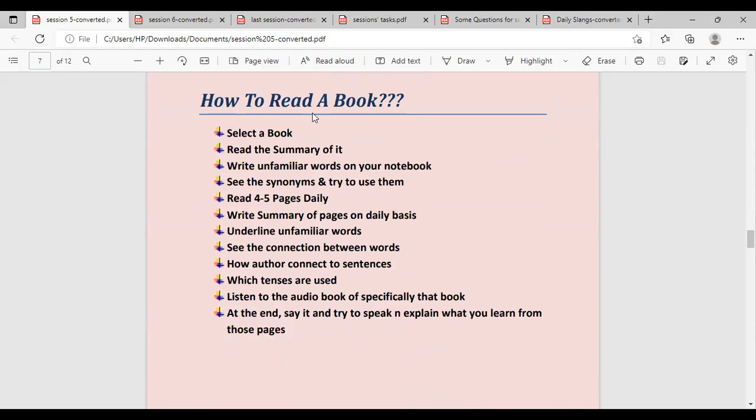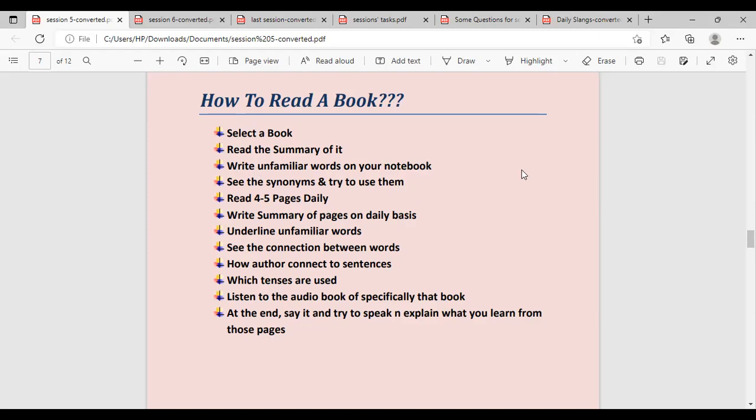Now how do you do it? How to read a book? Firstly, select a book. Next, read the summary of it from Google or from the back side of the book. Write unfamiliar words in your notebook. Reading a book doesn't mean that you have to finish one book in 1 week or 2 weeks or 1 month. No. Read only 4 to 5 pages. If you love to read books, then 4 to 5 pages are fine. But start by reading 1 page on a daily basis. While reading that 1 page, you have to understand the connection between the words. Write unfamiliar words in your notebook.